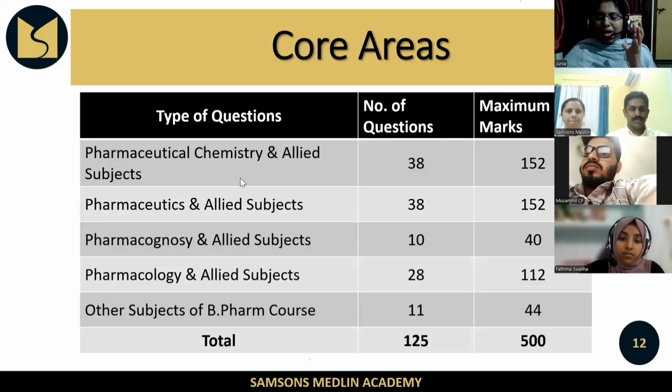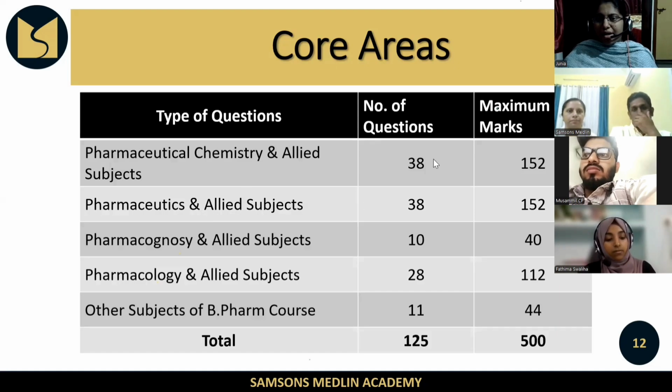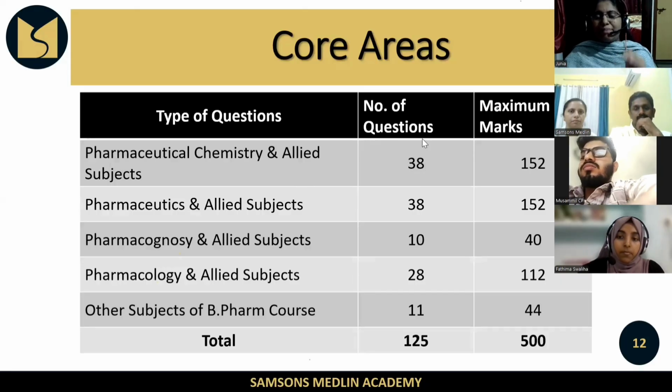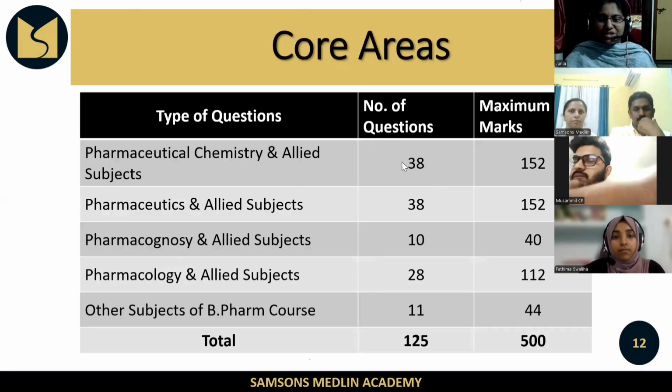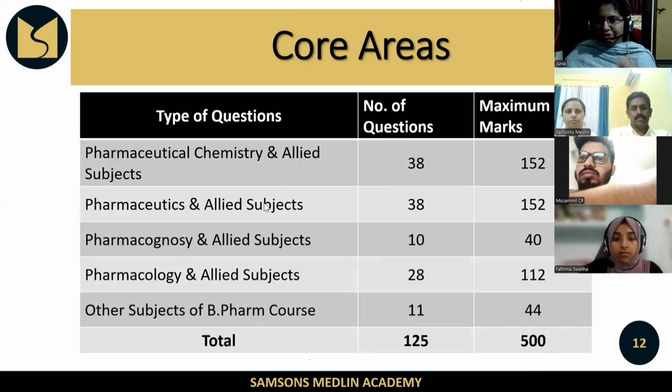In the case of GPAT preparation, you can see from this slide that the two important subjects you need to focus on are pharmaceutical chemistry and pharmaceutics. You can see that the majority of the questions are coming from these two areas, and the maximum marks is 150 for each of chemistry and pharmaceutics. So out of the 500 marks, almost 300 marks of questions are from pharmaceutical chemistry and pharmaceutics.